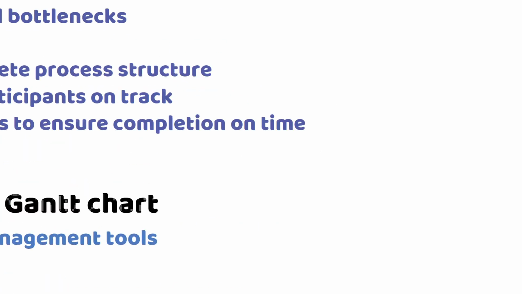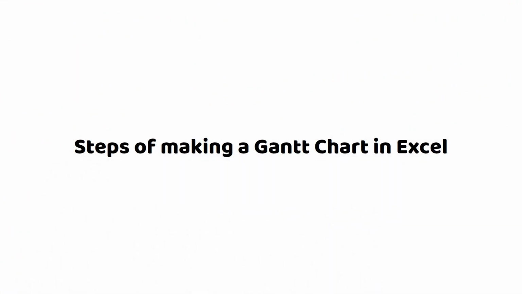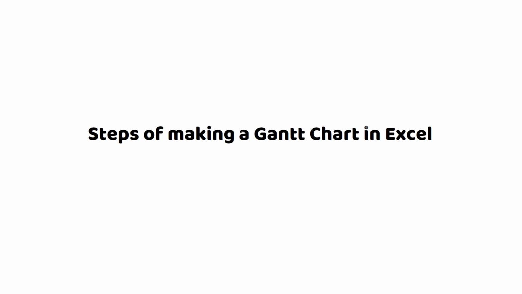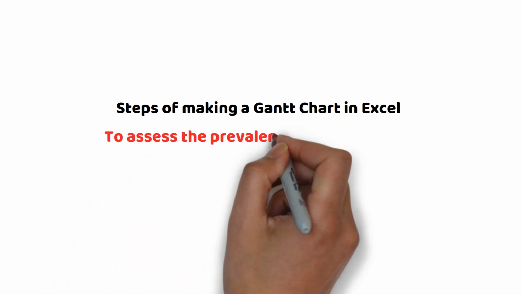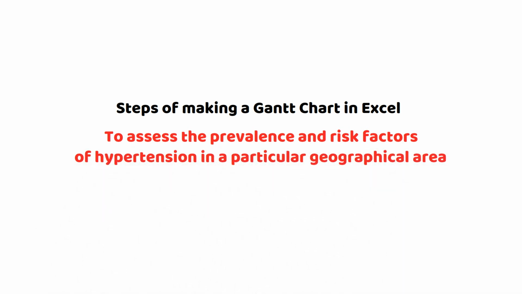There are very simple steps of making a Gantt chart in Excel. I have given a video link in the description box to understand those steps. You can take this example to practice creating the Gantt chart. Suppose we have a project with the objective to assess the prevalence and risk factors of hypertension in a particular geographical area. The list of the activities in this project in a hierarchical order is: 1.